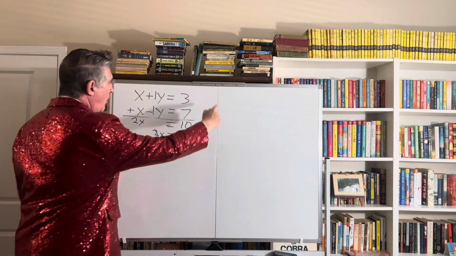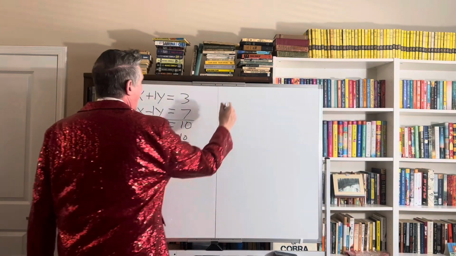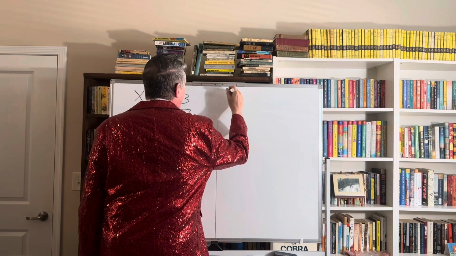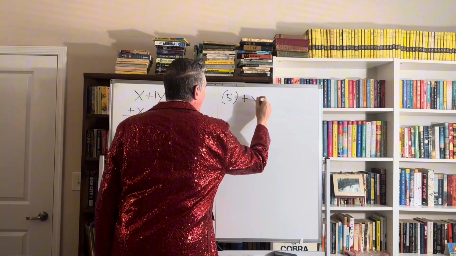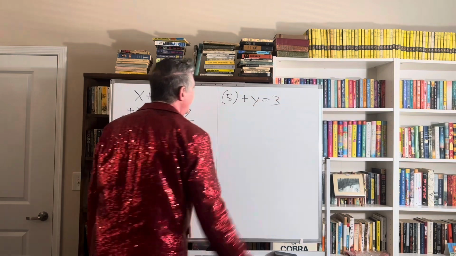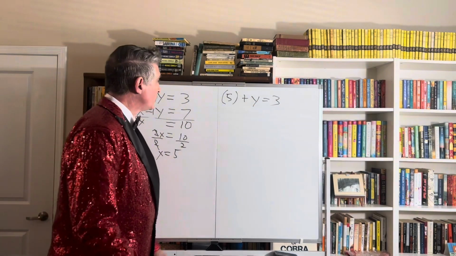Are we ready? Let's go over here and do this real quick. So I'm just going to bring the 5 here. I'm going to write it down, put it in parentheses here. And then I'm just going to write out the rest of this equation, right? That is plus y, and that is equal to 3, isn't it? Well, this is relatively simple and straightforward, isn't it, right?